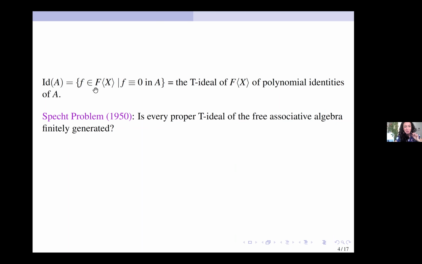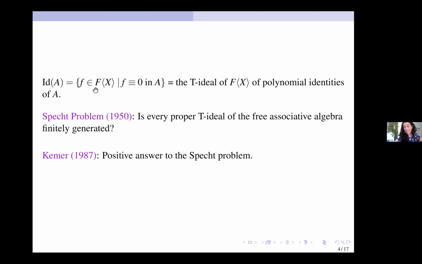So in 1950, Specht raised a problem which was one of the main driving forces in the theory for more than 35 years. Is every proper T-ideal of the free associative algebra finitely generated as a T-ideal? And this problem was solved positively by Kemer in 1987.